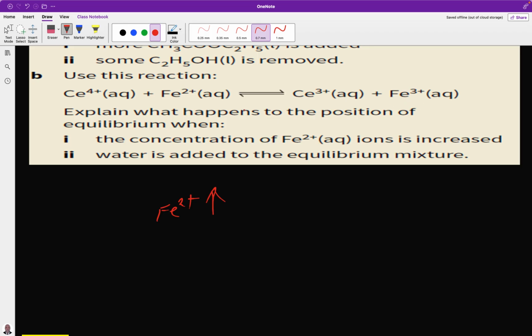Addition of water will only increase the volume, but will not change the number of moles or the concentration of these ions. So it will have no influence on the position of the equilibrium.